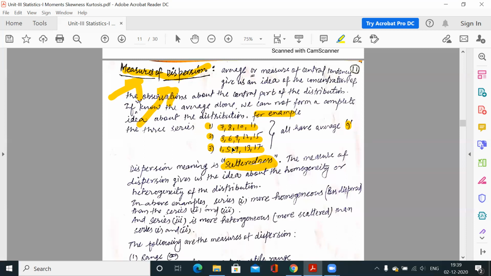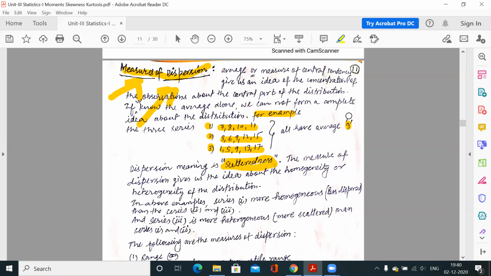And if we go to the third series, here also the average is 9, but the points are 1, 5, 9, 13, 17. So 17 is farther from 9 as compared to the first series and the second series.